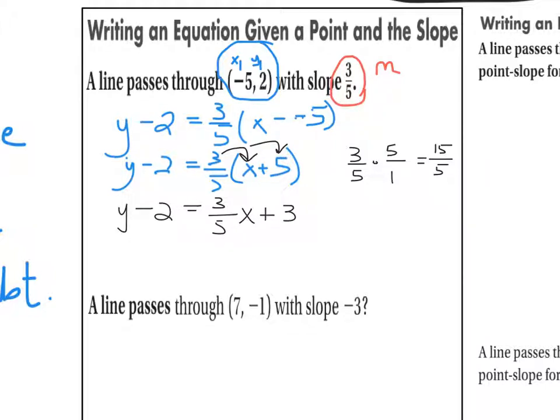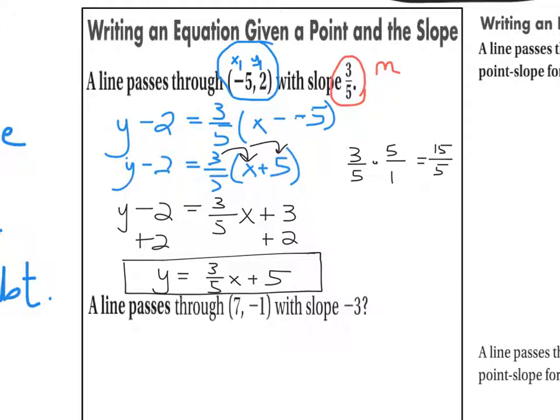And then the next step, once I distribute, is to add or subtract. I'm going to get rid of this 2 because I want y by itself. Now y is going to equal 3/5 x plus 5. I'm always going to end up with an equation in slope-intercept form at the end. I start using point-slope form and convert it to slope-intercept form. All right, let's take a look at the second example now.